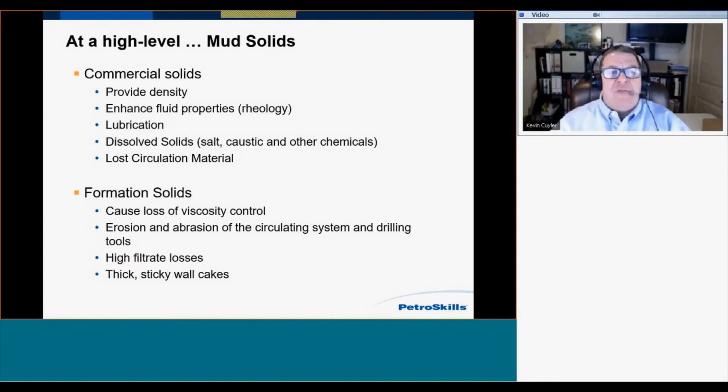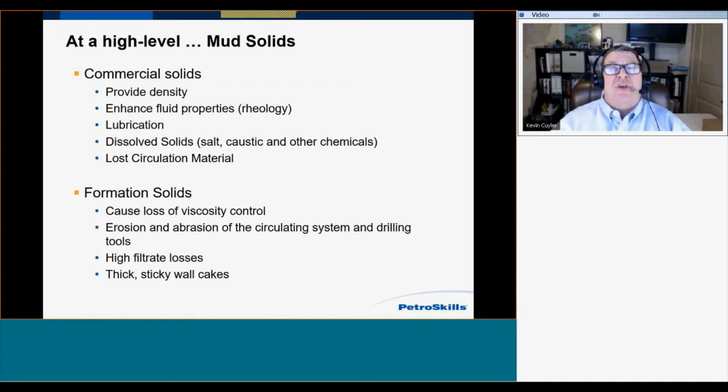Normally when we think about this, we think about weight material. Of course, barite comes to mind to help increase the density of our fluid. We also know that we add solids to help improve our rheology. Typically, we speak about bentonite or bentonitic clays for a typical water-based mud. If we're talking about some of the more salt systems, we're talking about some of the attapulgite clays, etc. But we use these solids to help enhance the rheology.